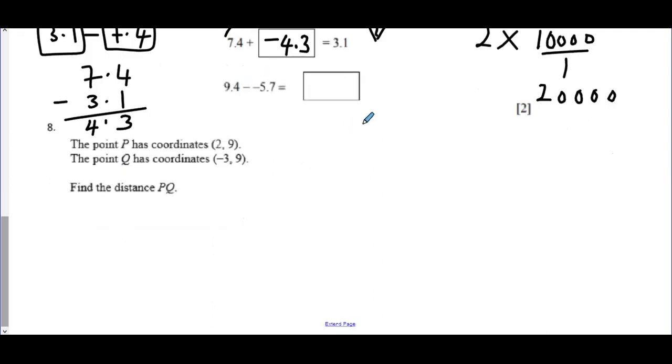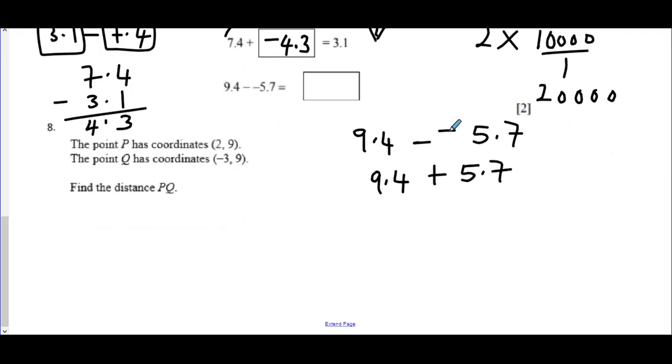How about this question here? We have 9.4 minus negative 5.7. So from here, negative times negative is positive. So you have 9.4 plus 5.7. If you arrange this vertically, you end up getting 4 plus 7 is 11, carry 1. And 9 plus 5 is 14, plus 1 is 15.